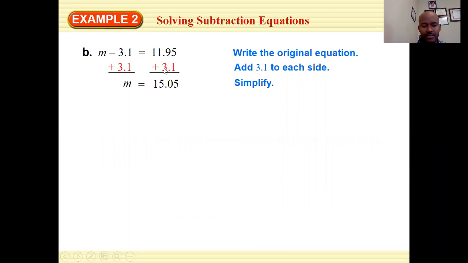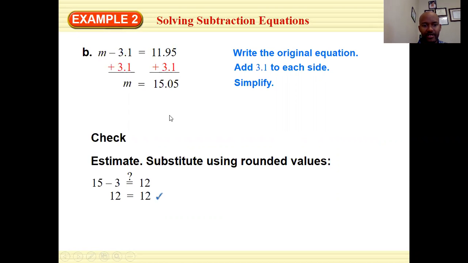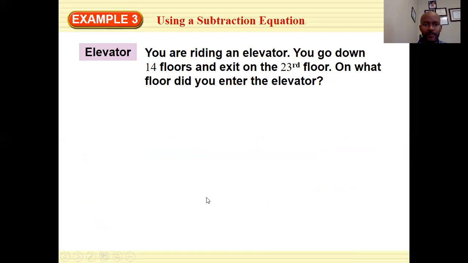For the ones with the decimal, it's the same principle. We're trying to find what m is, to isolate it. So we're adding 3.1 to both sides. Our answer will be 15.05. You can go ahead and check your answer. It's just about estimating. We'll move on.